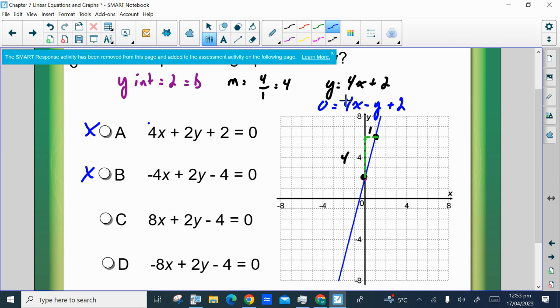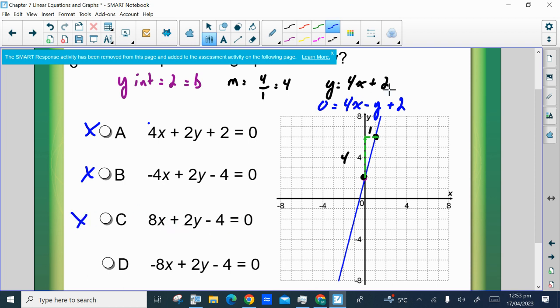You'd get a positive 8x, a minus 2y, and a plus 4. And if you multiply the left side by 2, 0 times 2 is still 0, so that doesn't change that. But you'll get a positive 8x, a minus 2y, and a positive 4. So we're close, but the wrong sign for the 2y and the 4.